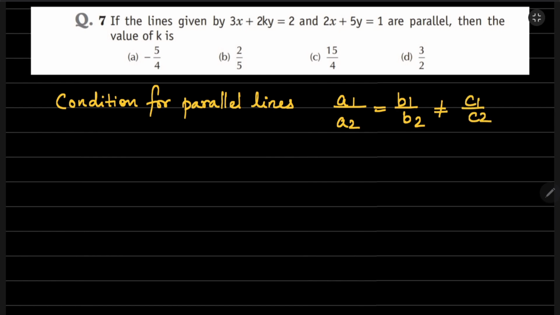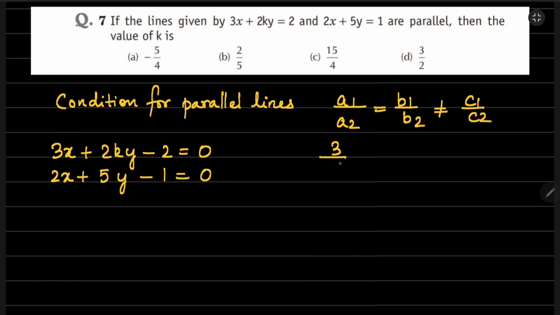Now, based on what is given: 3x plus 2ky minus 2 equal to 0, and the second equation is 2x plus 5y minus 1, I am bringing it to the left hand side, equal to 0. Now let us write a1 by a2. It is 3 by 2, which should be equal to 2k by 5. I am just writing the coefficients of y in both the equations. And this will not be equal to c1 by c2, so we are not bothered to write it. Either way, it's not equal.